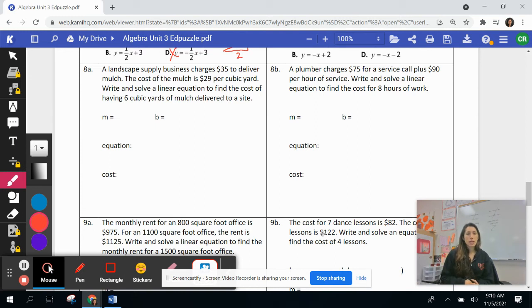All right, on to question 8. We are looking at our word problem here. And because it's asking for m and b, I know this is a slope-intercept type of question where I'm going to put it into y equals mx plus b.